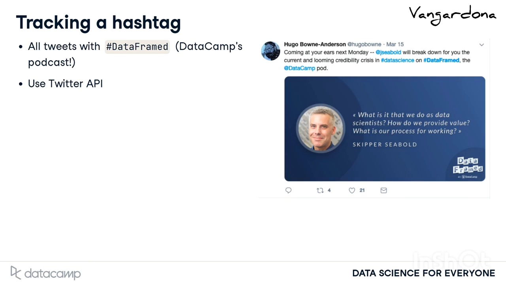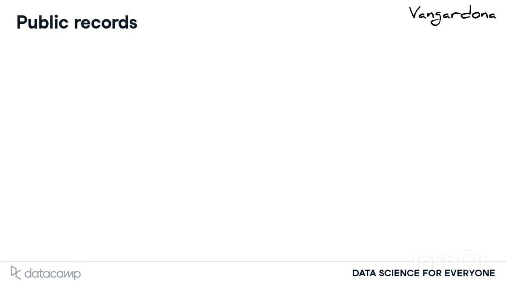At this point, we have many options for analysis. We could perform a sentiment analysis on the text of each tweet and get an idea of how people like our podcast. We could simply track how often the hashtag #DataFramed appears each week. And we could also combine this data with our downloads data and see if positive tweets are correlated with more downloads.